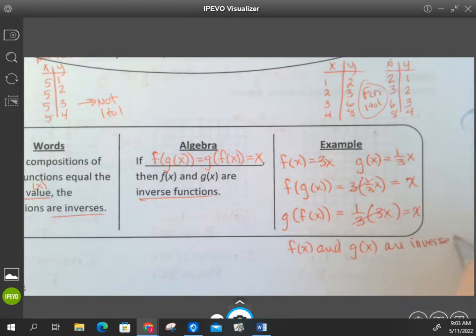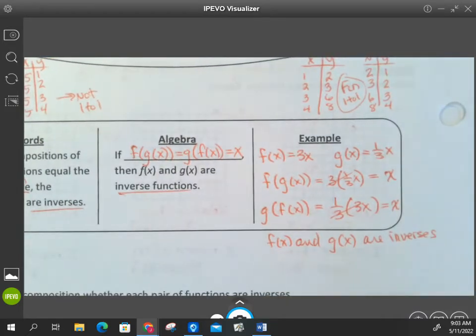Now, if you're pretty comfortable with compositions, this is pretty good. Compositions is normally not the problem. The problem is we look too quickly and we see what we want. So you have to be careful with the algebra. So we are going to determine by algebra if these are inverses, by using compositions.